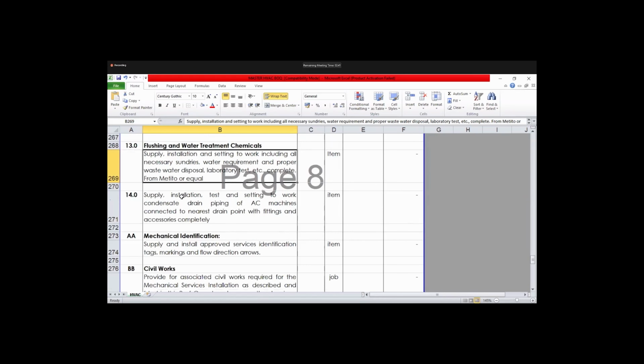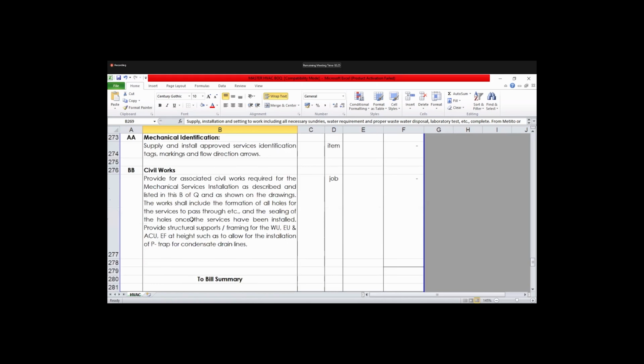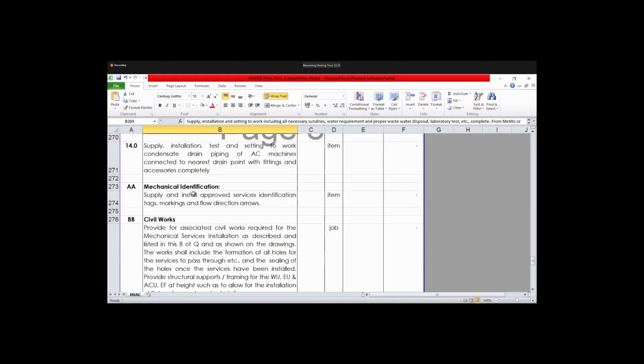So the next is supply, installation and setting to work of condenser drain piping of the AC machine, connected to the nearest drain point with fittings and accessories. So as per our shop drawings, we have to provide the drain of each and every AHU and FCU. So we have to mention that also, mechanical identification. So this is also an important part.